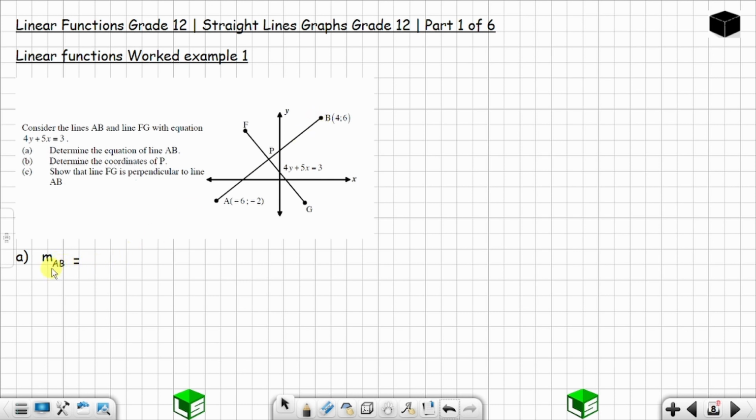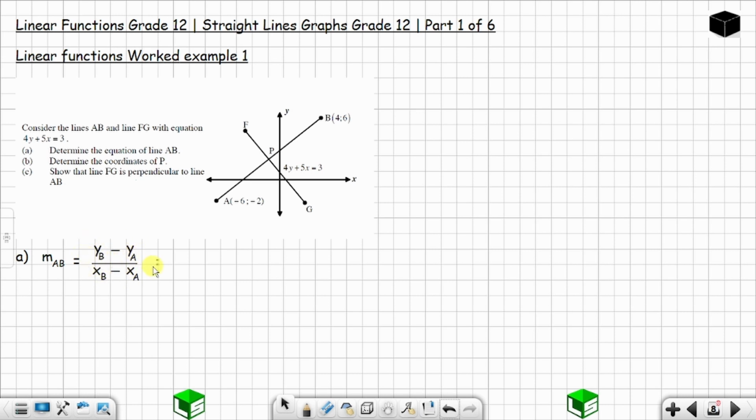So the formula that you can use to get the gradient of the line AB is YB minus YA over XB minus XA. You can also say Y2 minus Y1 over X2 minus X1. It doesn't matter. In this case, I'm using A and B. So you can call this your 2 and this your 1. It doesn't matter as long as you obey the order. You can see I'm obeying the order from B to A. Even in the denominator, I have from B to A.